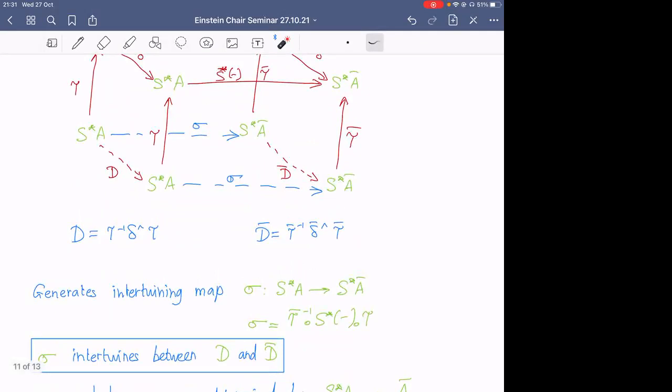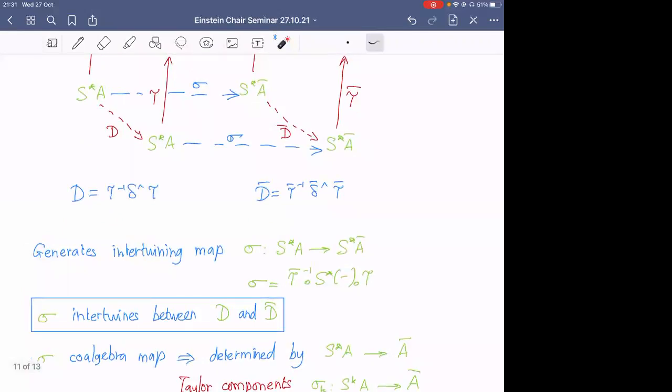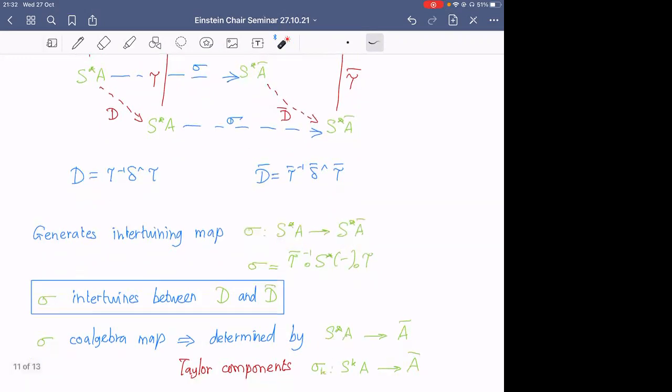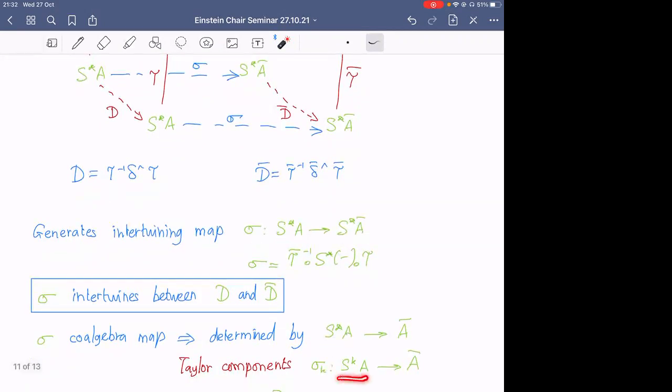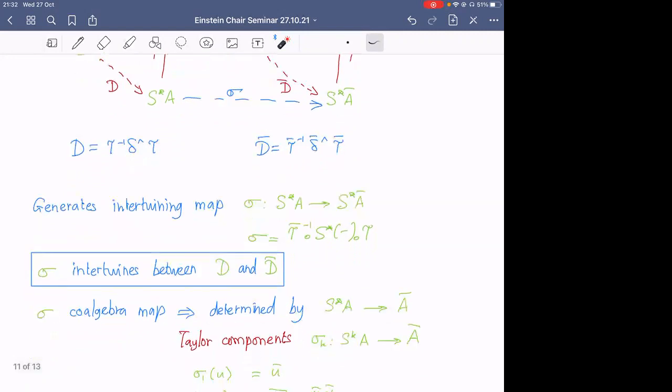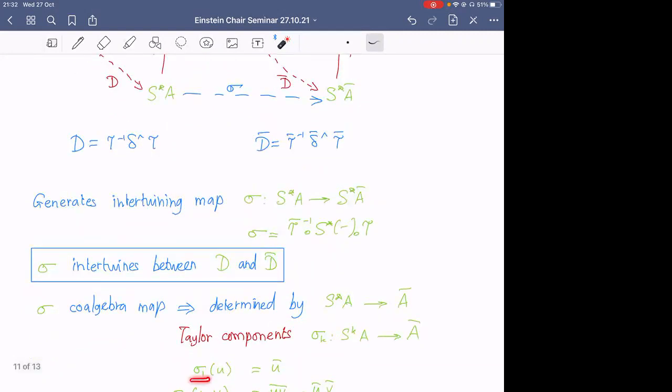So what is this sigma? Well, sigma is a map. It was this composition here. It's a composition of coalgebra maps. So it's also a coalgebra map, from S star A to S star A bar. And the coalgebra map is determined by the first piece. In other words, a map from S star A to A bar. And that has its Taylor components from S^k A to A bar. What are they? Well, the first one is just averaging.